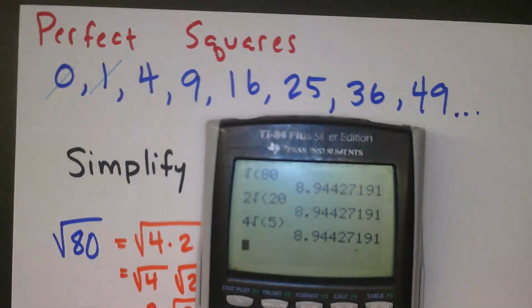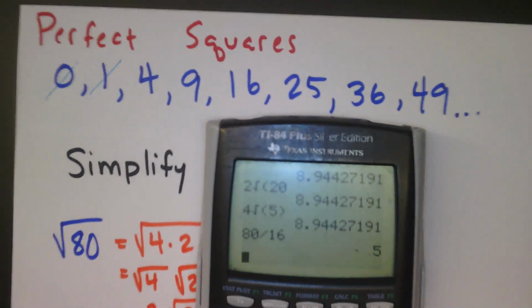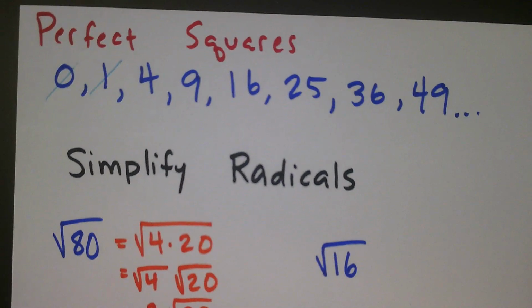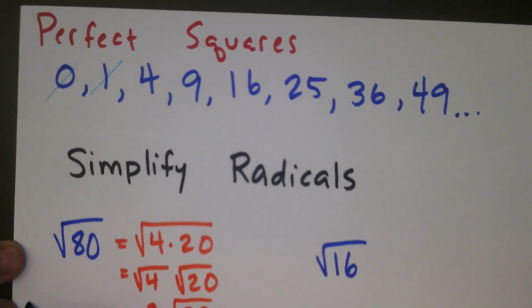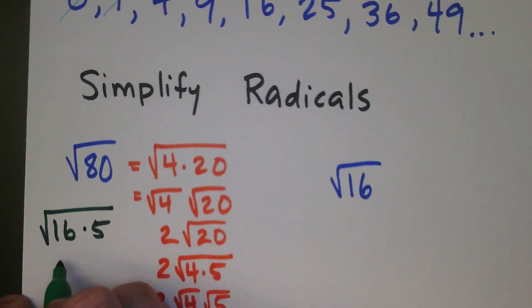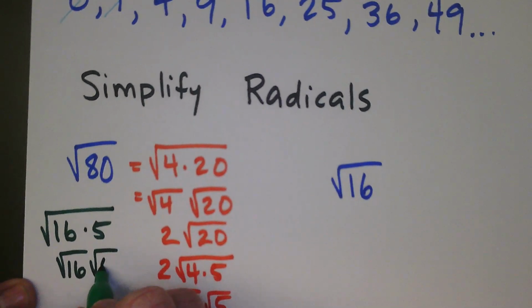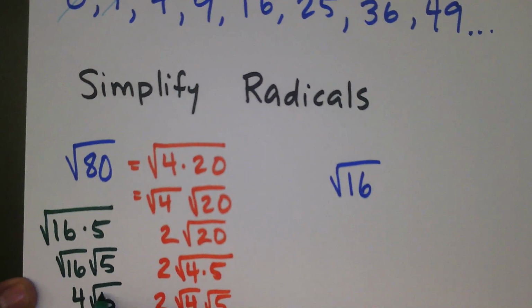Because 4 squared is 16. So we do 80 divided by 16. So you can see here we would have gotten this much faster if we had recognized that 16 was actually the biggest perfect square that goes into it. So instead of 80, we had 16 times 5. And then we would have gotten the square root of 16 times the square root of 5, and we would have gotten 4 square roots of 5.